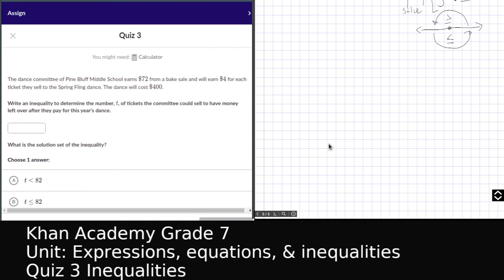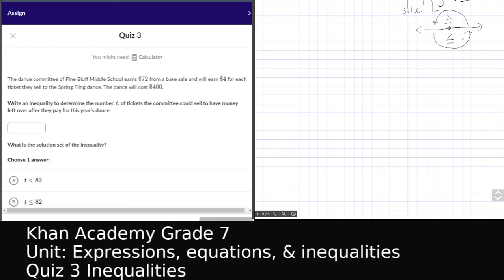Okay. Oh, we have a word problem. The dance committee of Pine Bluff Middle School earned $72 from a bake sale and will earn $4 for each ticket they sell to the Spring Fling dance. The dance will cost $400. Write an inequality to determine the number of tickets T the committee could sell to have money left over after they pay for this year's dance.